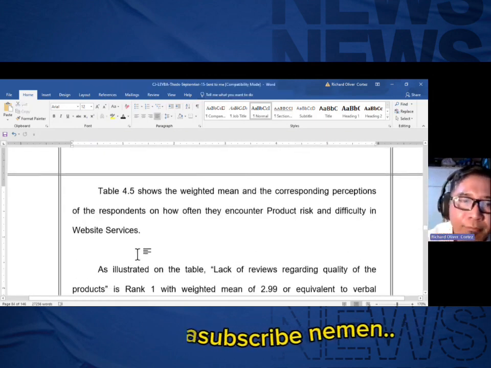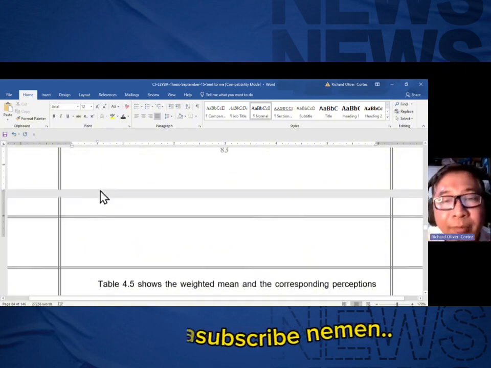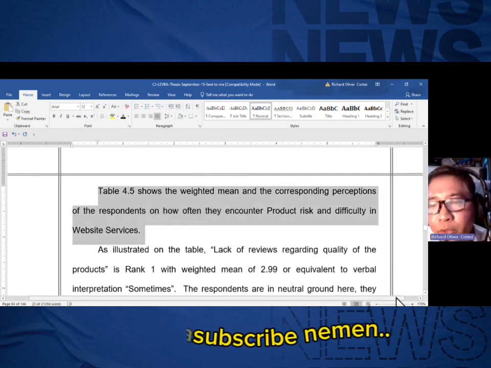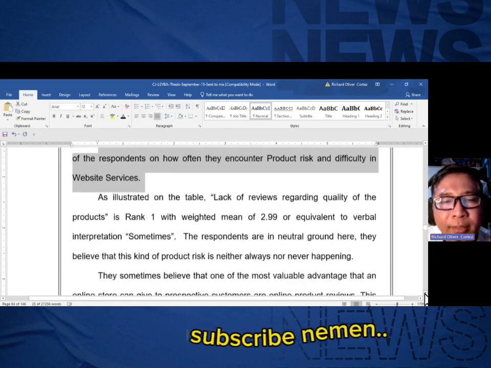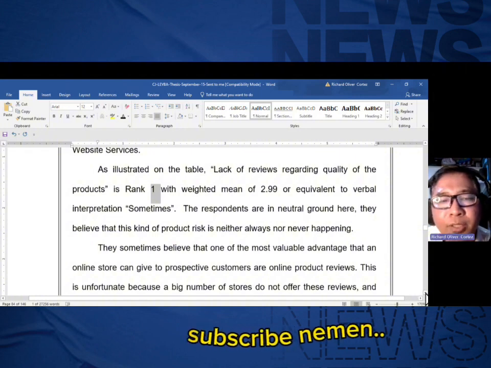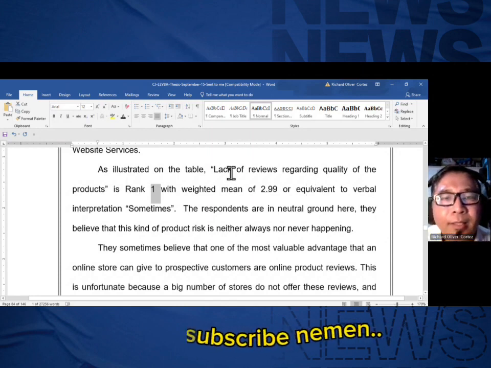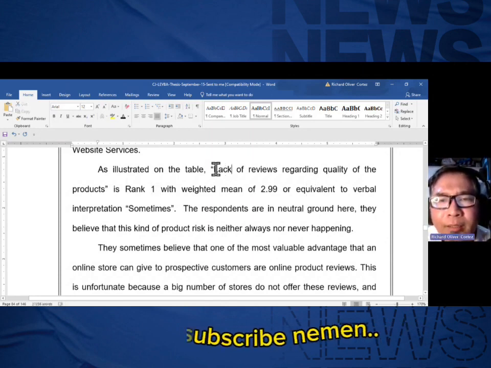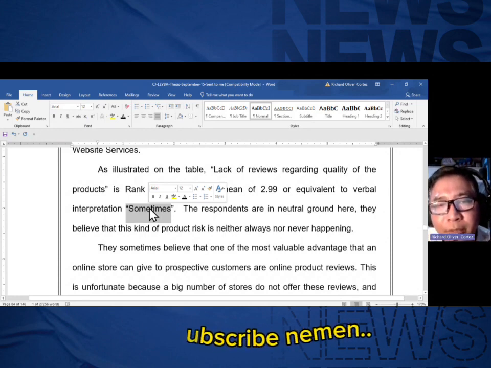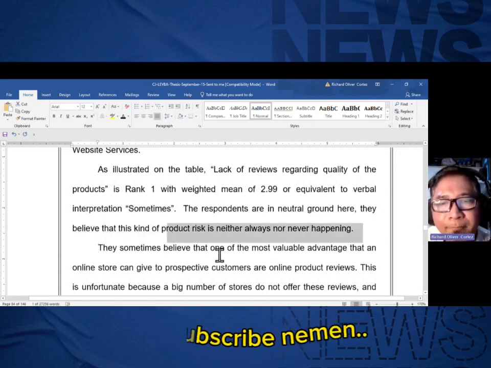So introduction ng table, you mentioned table 4.5 above, so that is table 4.5, and you introduce, identify yung mga top 3. Okay, so rank 1, yan. And you also reason out bakit siya rank 1. Rank 1 is a lack of reviews regarding quality of the product. Weighted mean is 2.99. Interpretation is sometimes. So you reason out why. Ito yung kanyang reason or rationale for discussion.